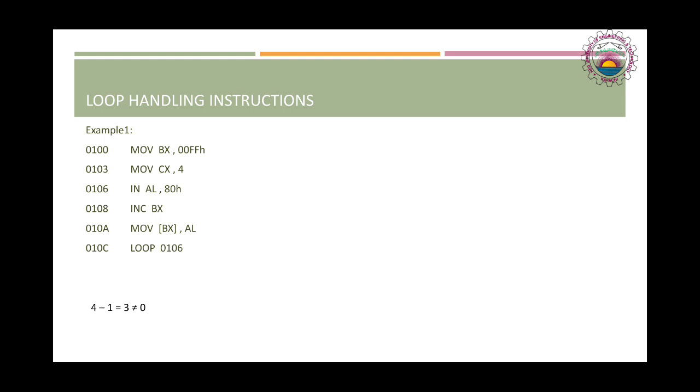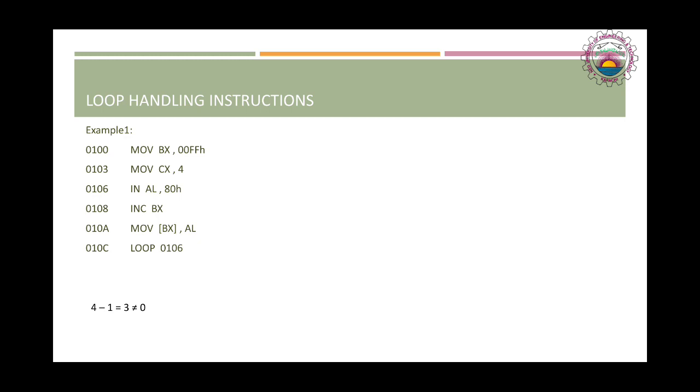Then we have incremented BX, so BX will be having 100 hex after execution of this increment instruction. Then we have stored byte present within AL at offset 100 hex within data segment. After that we are having loop instruction. So loop will be decrementing CX by 1. So 4 minus 1 will be calculated and you are having 3. So 3 is not 0. So loop will continue and you will be at offset 106.